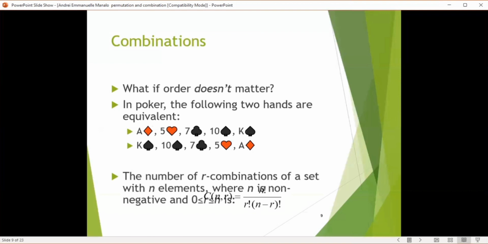C(n, r) equals n factorial over r factorial times n minus r factorial.